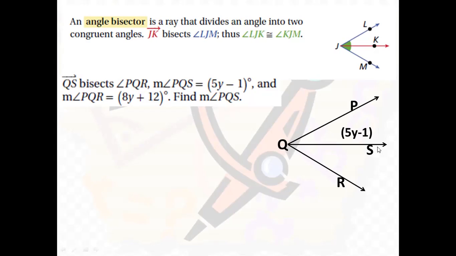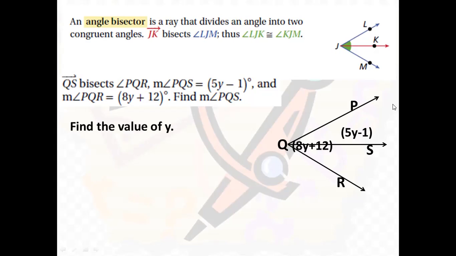Because of the bisector, angle PQS is also equal to SQR, because we have divided the angle into two equal parts. So if this is 5y minus 1, this is also going to be 5y minus 1. This is the case if it is only bisecting. Both the angles will have the same measures. If this is 35, this is also going to be 35. So I can also say angle SQR, this small angle, is 5y minus 1, right? So the whole angle, that is PQR, is 8y plus 12.